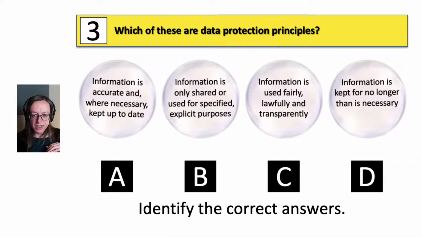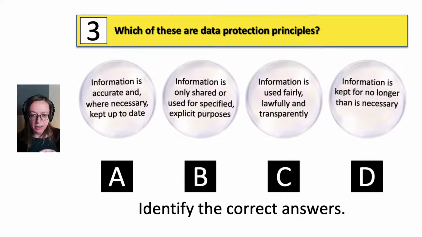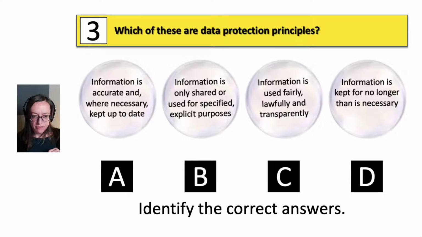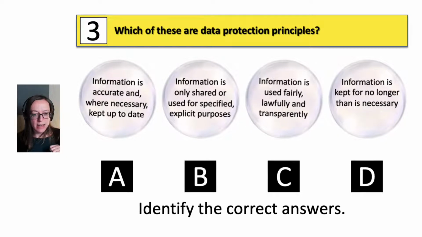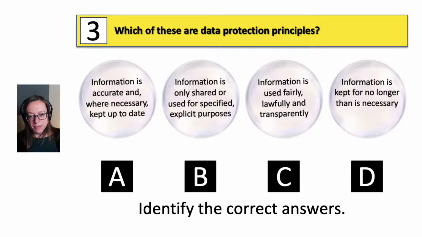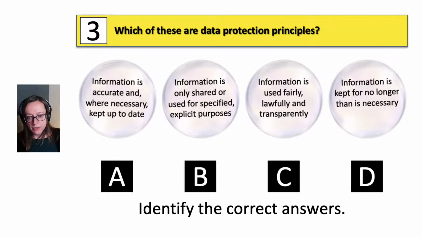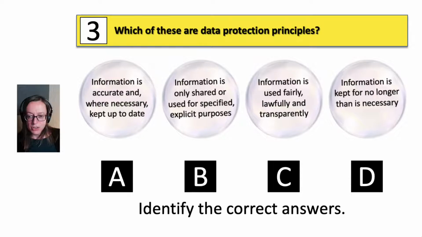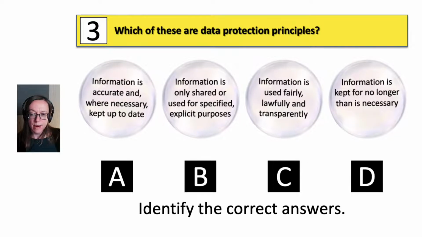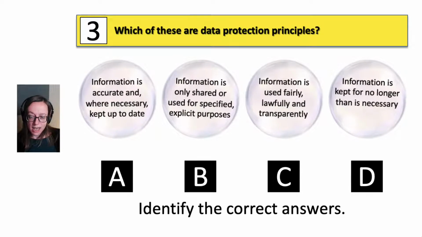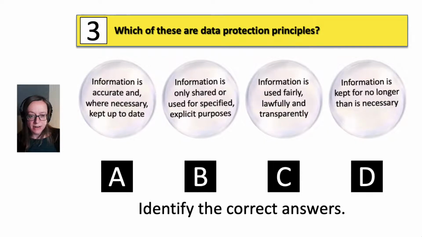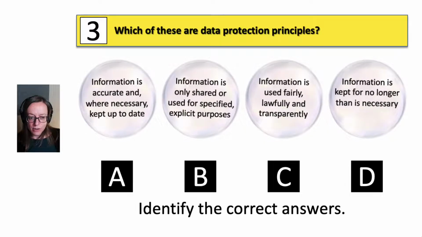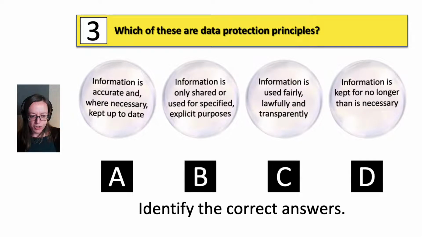Okay, so which of these are data protection principles? A, information is accurate and where necessary kept up to date. B, information is only shared or used for specified explicit purposes. C, information is used fairly, lawfully and transparently. D, information is kept for no longer than is necessary. So A, B, C or D, a combination of those, all of those, none of those. What do you guys think?